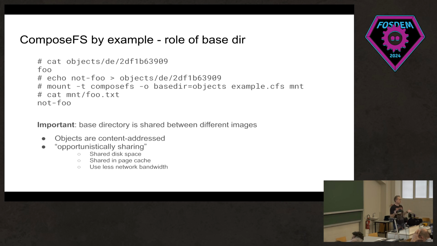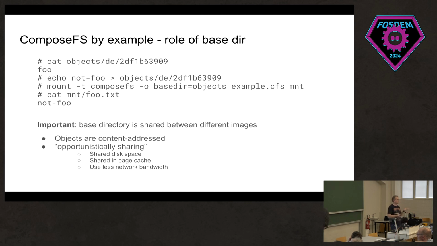So the interesting thing happens if you have multiple of these images that share the same base directory. Because these names are actually checksums, any two files that happen to have the same content will have the same checksum, and will use the same file. So that's what's called content addressing. It's common in Git and whatnot.